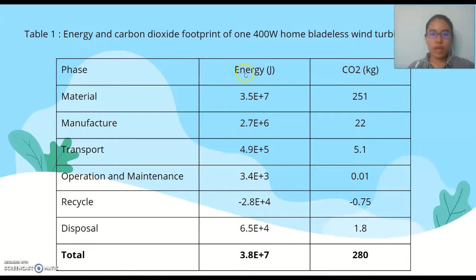This shows the energy consumption and carbon dioxide release of each phase, and you can see that if recycling takes place, it can actually reduce 2.8 × 10^4 joules of energy, and 0.75 kg of carbon dioxide released to the environment can be reduced too.